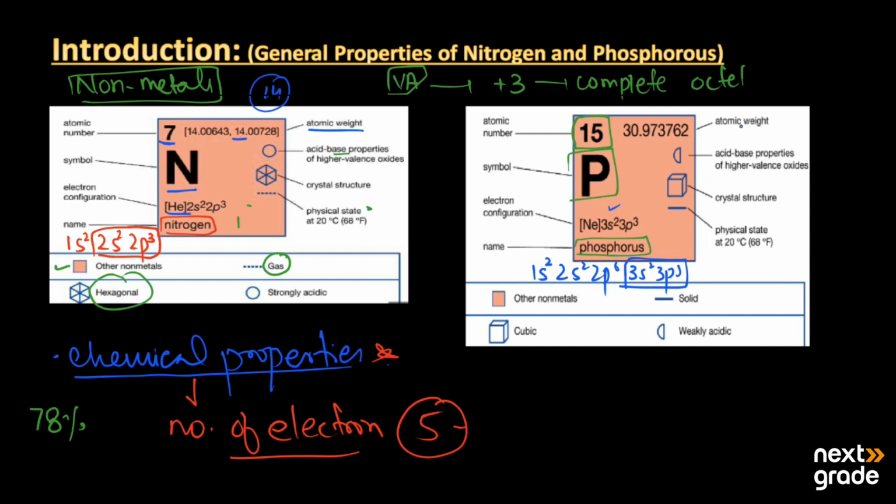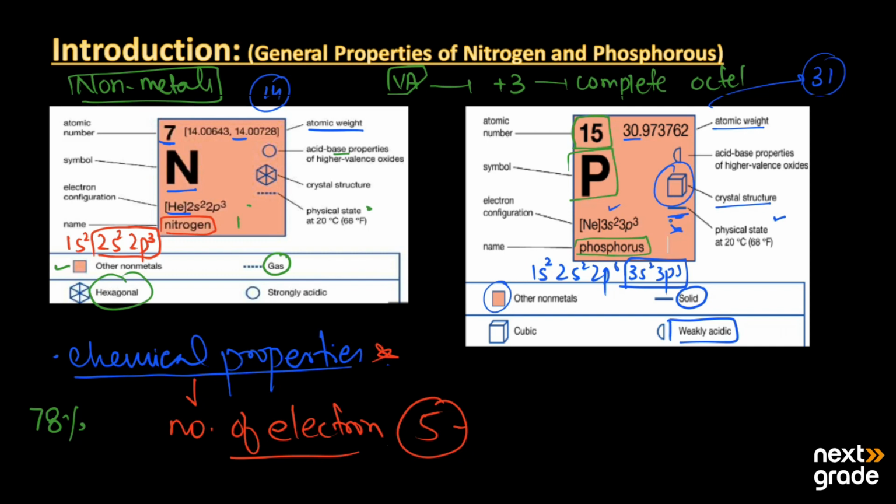Its atomic weight or mass number is 30.9, so we can round it off to 31. In its acidic and basic properties, it is weakly acidic in nature, and its crystal structure is cubic. Its physical state at 20 degrees Celsius or 225 degrees Celsius is solid. This solid line shows that it is a solid, and that color shows it is a non-metal.